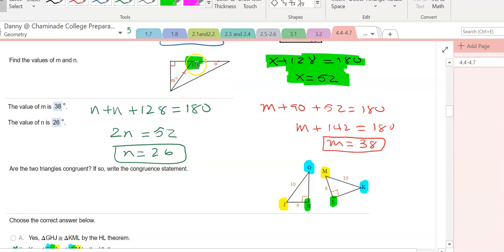And so this first part, we have to look at this linear pair. So everything back in chapter 1. And so I know that 128 plus something must equal 180. So that's where this comes from, and once I get 52.